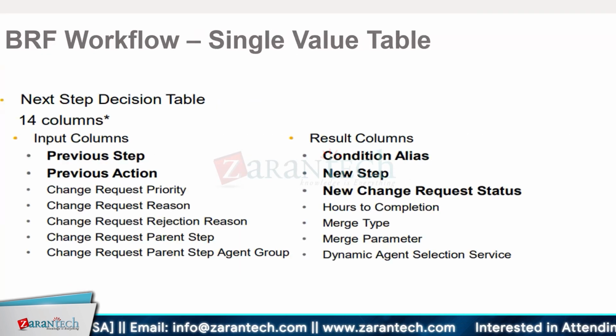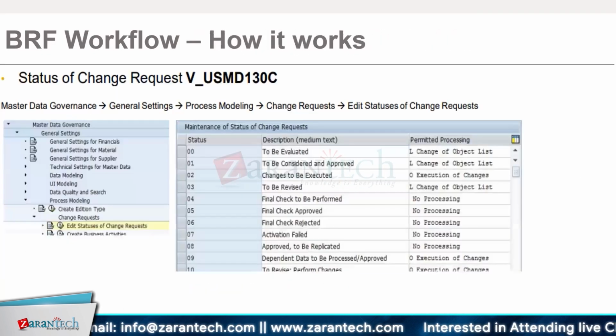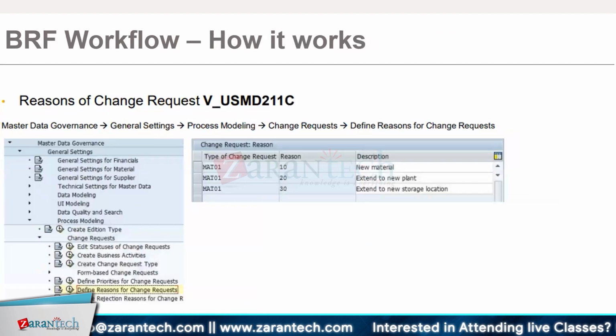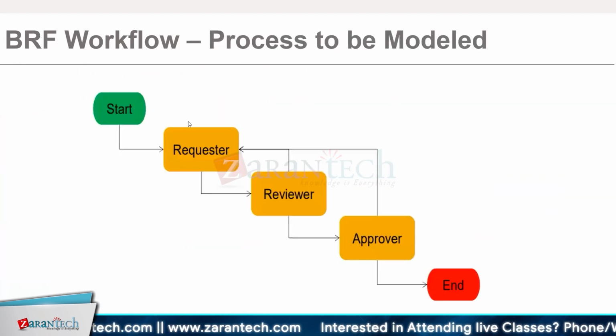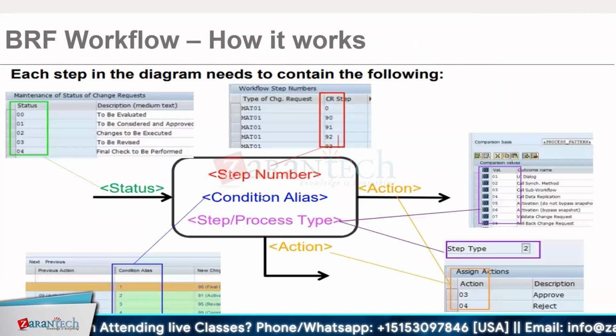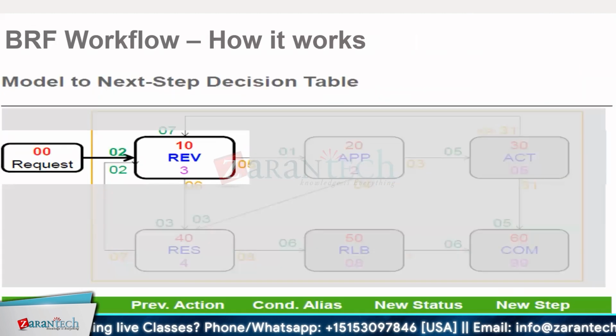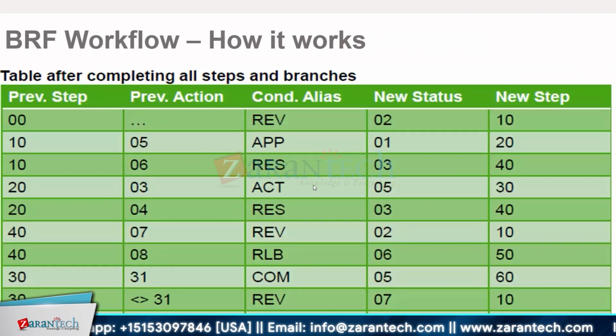So we discussed this workflow, decision tables, all the configurations, right? How the workflow will work, start to end. So we will have 00 and 99. From 00 it will start, go to the requester, then to the reviewer and approver, and finally after activation the workflow will be completed. I hope you remember. We discussed these steps, and then single value 00 and previous value as empty, and then conditional yes and all. This is the table for the single value decision table.